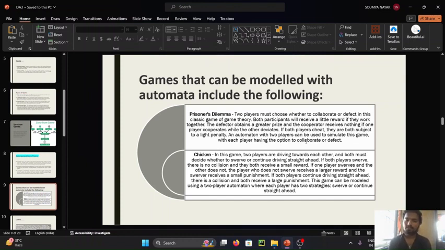If one swerves and the other doesn't, the player who doesn't swerve receives a large reward. The other, who swerves, receives a small punishment. If both continue driving straight ahead and there is a collision, both receive a large punishment. This can be modeled using a 2-player automaton where each player has 2 strategies: swerve or continue straight ahead.